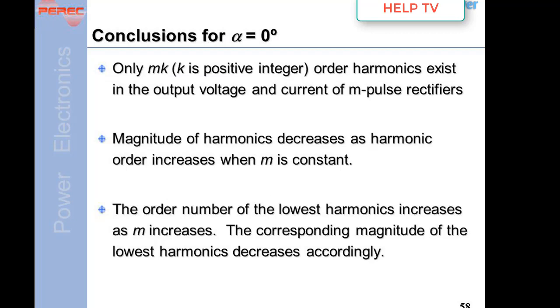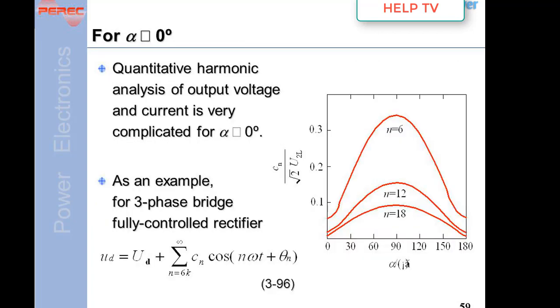Only mk order harmonics, k is a positive integer, exist in the output voltage and current of m-pulse rectifiers. Magnitude of harmonics decreases as harmonic order increases when m is constant. The order number of the lowest harmonic increases as m increases. The corresponding magnitude of the lowest harmonic decreases accordingly. For α greater than 0 degrees, quantitative harmonic analysis of output voltage and current is very complicated. As an example, for the three-phase bridge fully controlled rectifier.